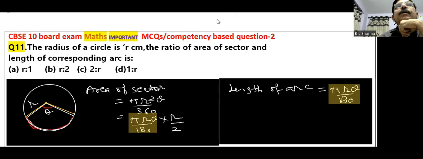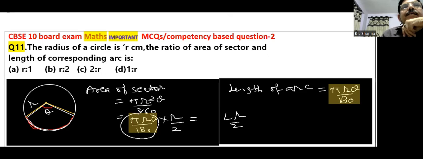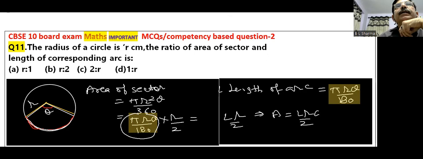So this formula को हम फिर से लिखेंगे, that is length of arc LR by 2, because in place of pi r theta upon 180 you can write length of arc. So area is equal to LR upon 2. Area of sector is given by LR upon 2. ये रिलेशन होता है, एरिया ऑफ सेक्टर इज इक्वल टू लेंथ ऑफ आर्क इंटू रेडियस बाय 2.